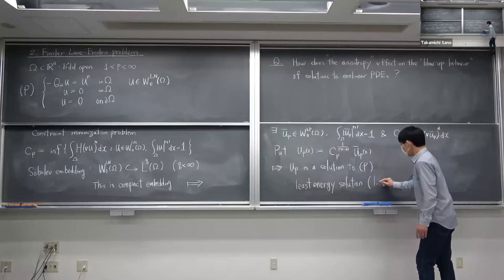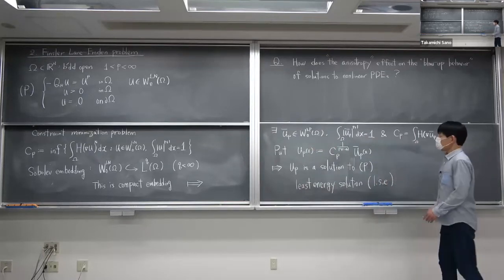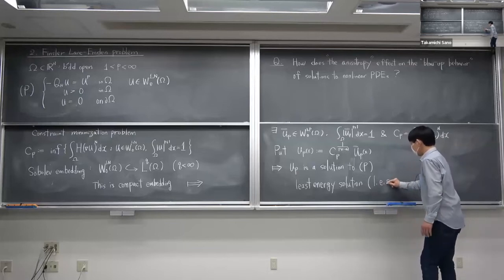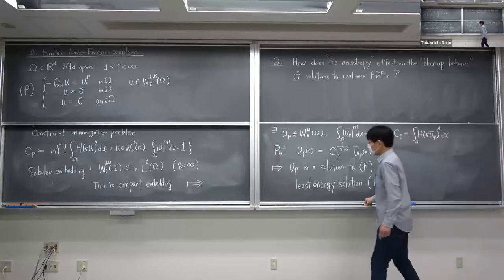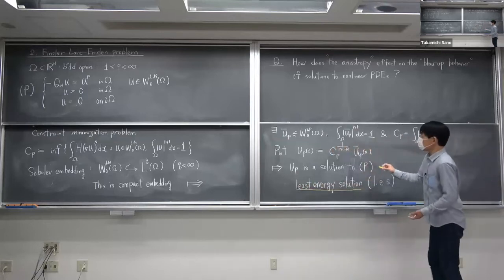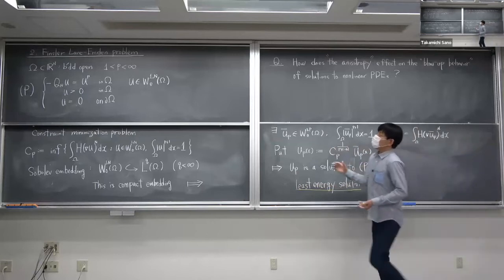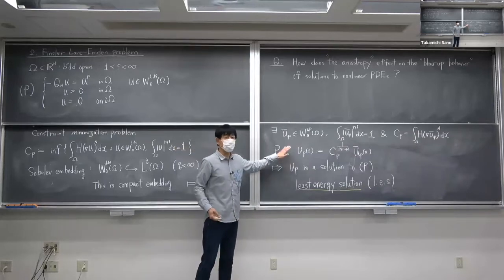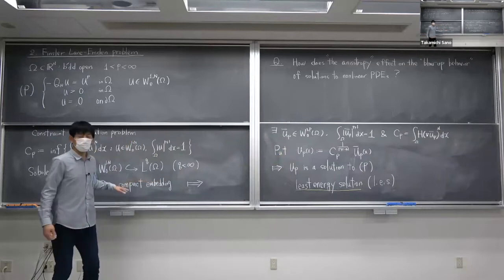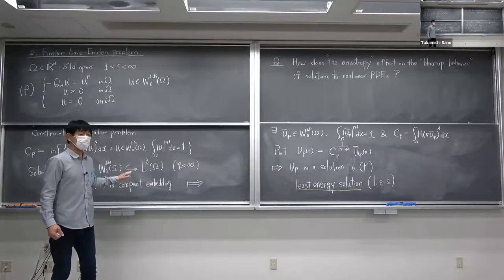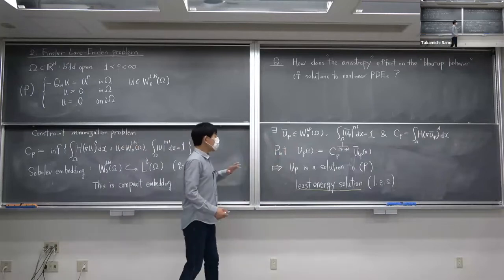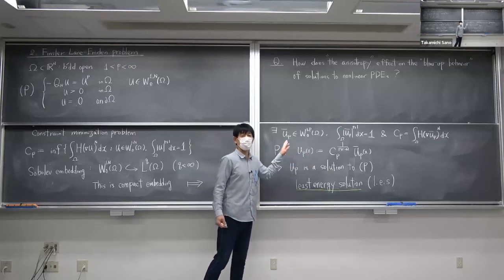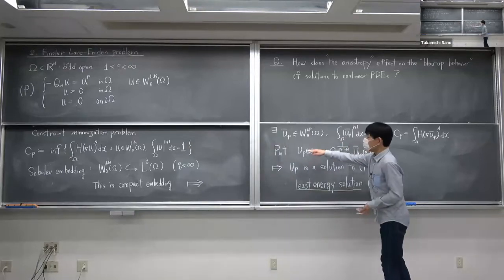From now on, I abbreviate least energy solution as LES. This is a solution to P. Maybe we have many more solutions, but this solution is in some sense very easy to obtain. We just use the compactness of the Sobolev embedding, so this is very easy and, in some sense, a very natural solution. So I want to know everything about this kind of least energy solution, because it is very, very easy to obtain.